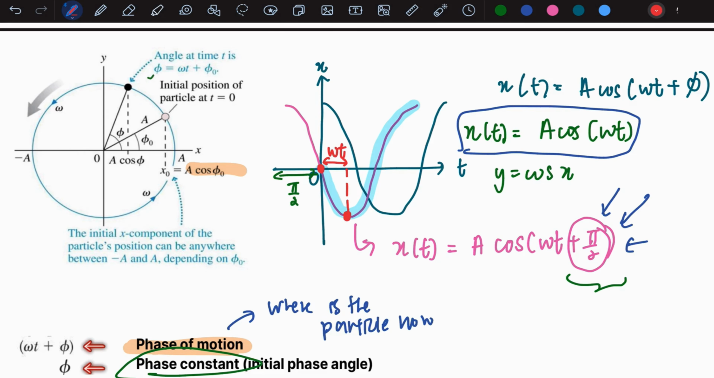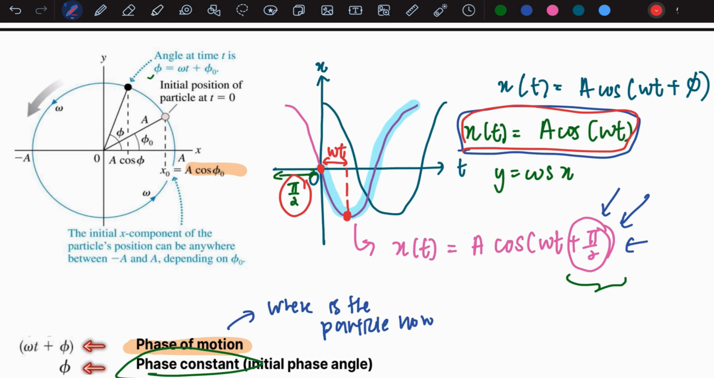If you have your time, you have your omega, angular frequency, which is constant throughout simple harmonic motion, and then you add the pi over 2, the angle that you have shifted initially, you will get exactly the point where your particle is now. Understand? So let me go from the beginning. First, we started with the basic equation, a cos omega t. Then we shift it to the left by pi over 2, and this is the point where we start. So we call it the initial phase angle.